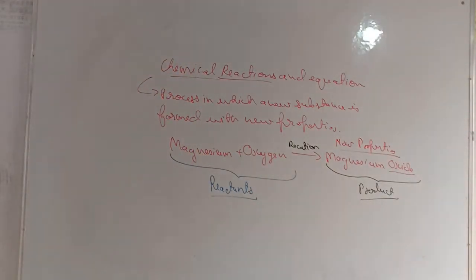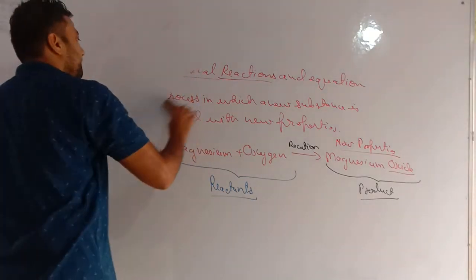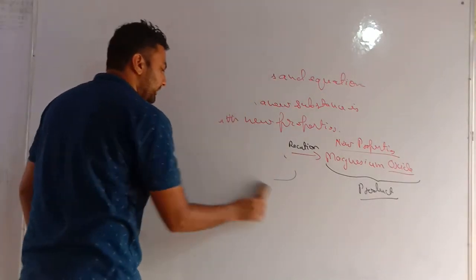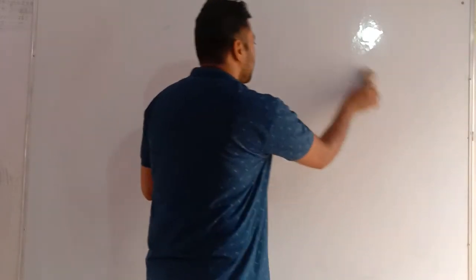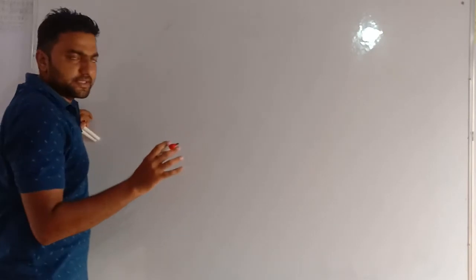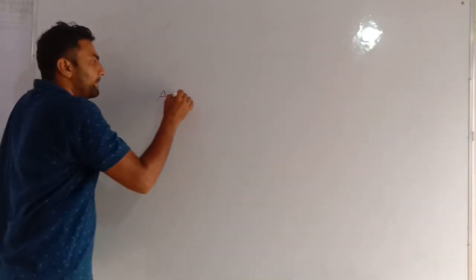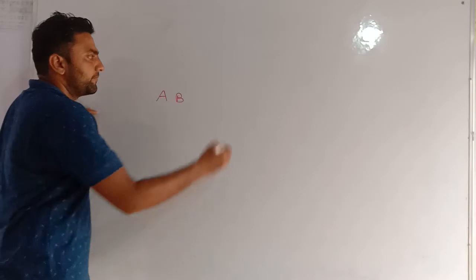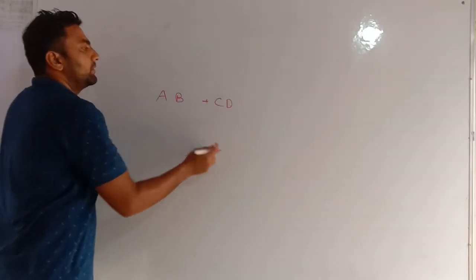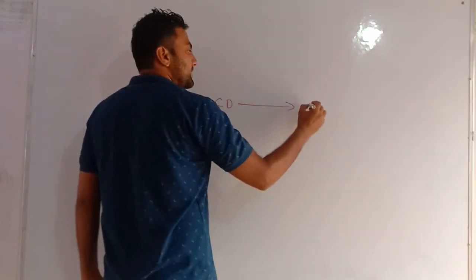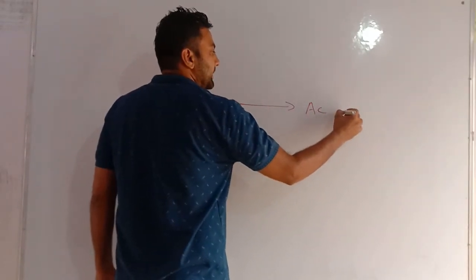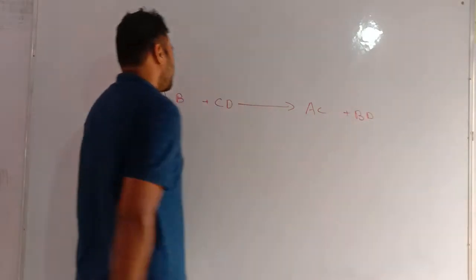Very important, dear students. Why does a chemical reaction take place? And if any chemical reaction is taking place, what happens to all the elements? Now we will see. Just for example, AB is a reactant and CD is another reactant. The chemical reaction takes place, and we get the products AC plus BD.